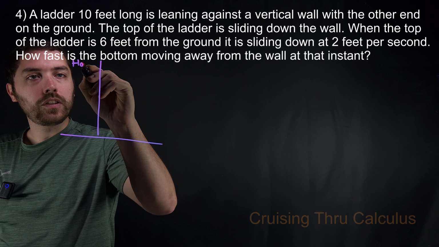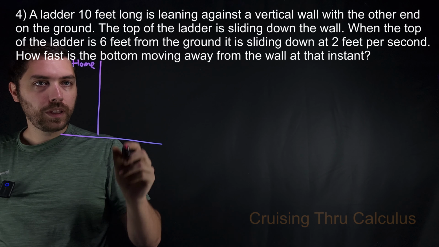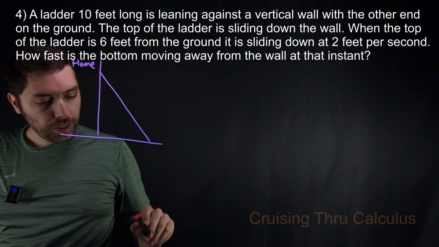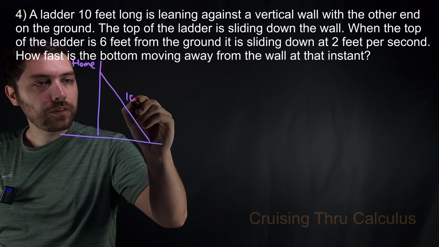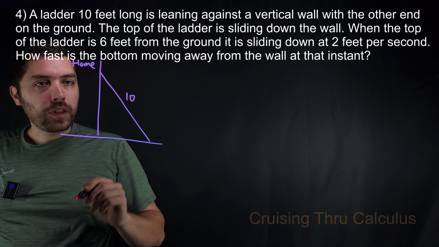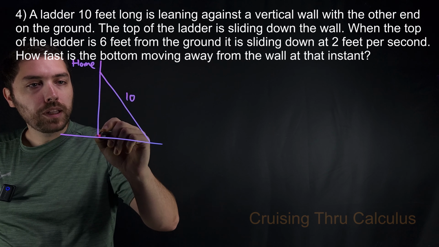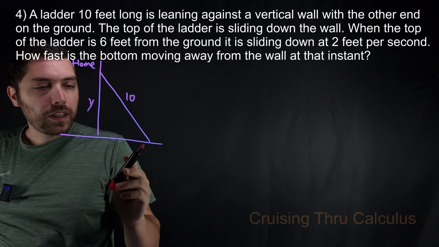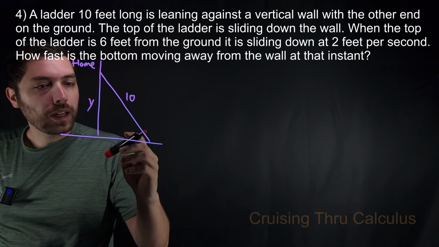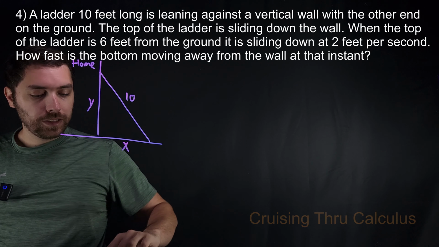Let's say that this is our home over here, and then we have a ladder which is sliding down the home, and we know that the ladder is 10 feet long here. Okay, let's label a couple of other things. Let's say that the height from the top of the ladder to the ground is y, and then the distance from the base of the home to the bottom of the ladder is x, like that.